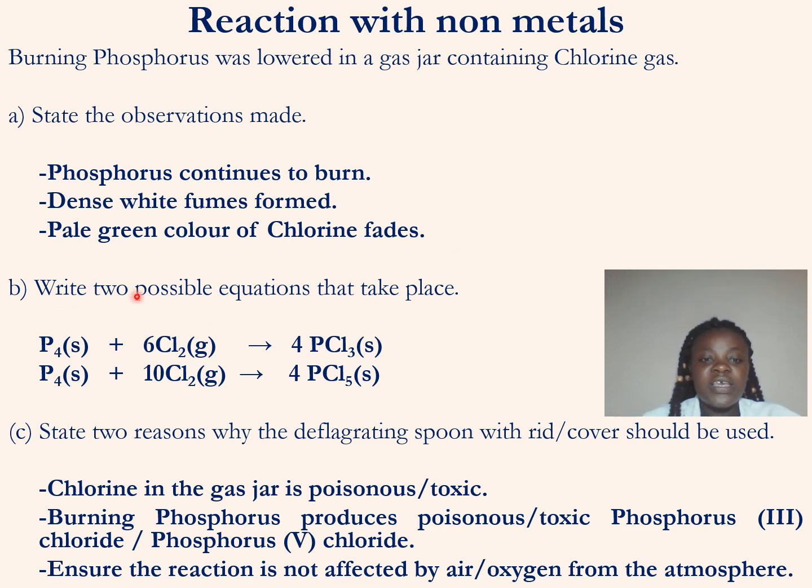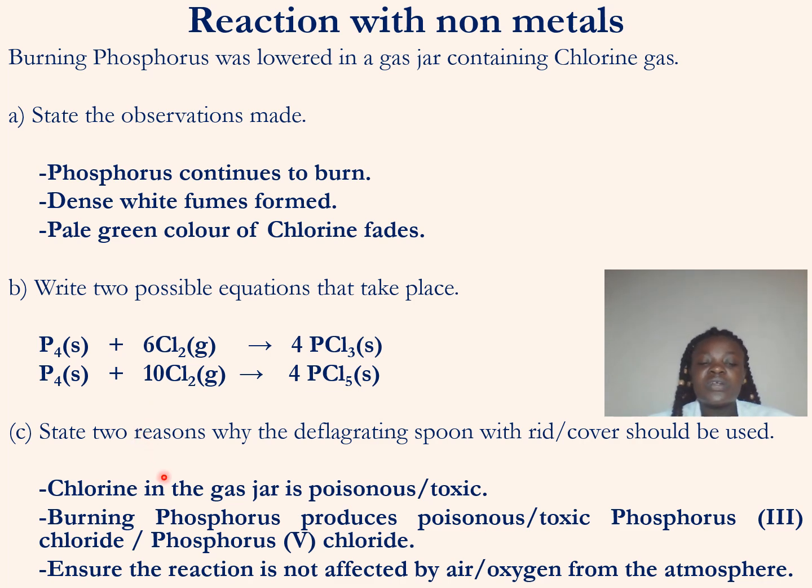We are told to give two possible equations. So these are the equations between phosphorus and chlorine. So phosphorus reacts with chlorine to give two products: phosphorus 3 chloride and phosphorus 5 chloride. So those are the chemical equations, well balanced.